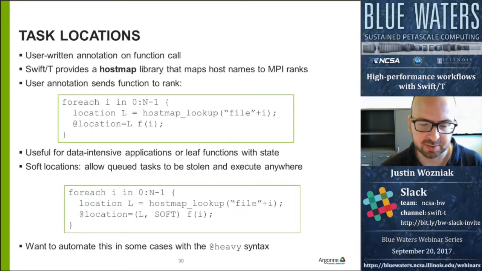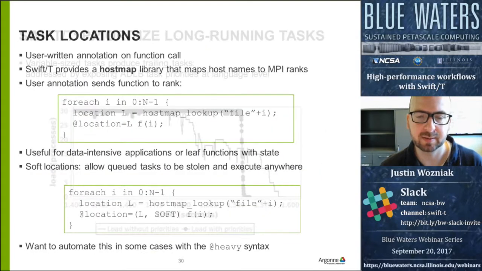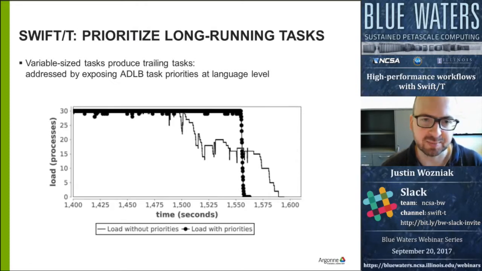So this is a little bit more about task locations. I'll skip over that for now. Another neat feature we have is task priorities. So you can easily annotate a task on a per task basis with a priority.